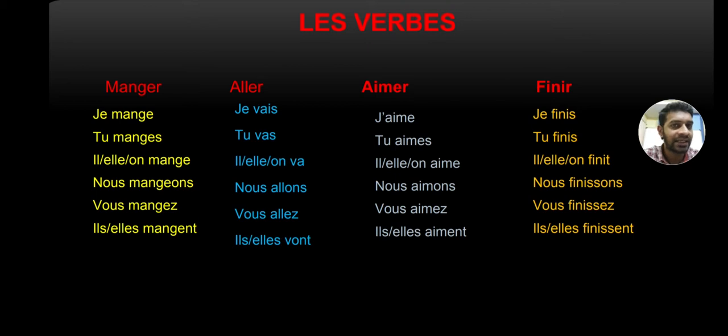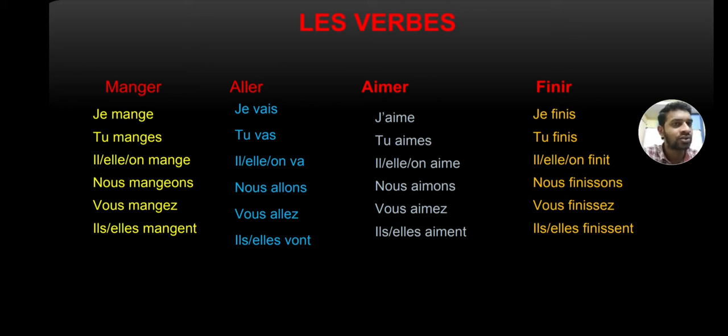The verb aller: je vais, tu vas, il va, elle va, on va. Nous allons, vous allez, ils vont, elles vont. So the verb aller means to go. Then the verb aimer: j'aime, tu aimes, il aime, elle aime, on aime. Nous aimons, vous aimez, ils aiment, elles aiment. So aimer means to like or to love. Then the verb finir, to finish.